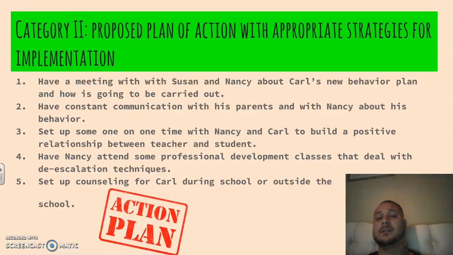Also, the last one is to set up some type of counseling, in school or out of school, for Carl. Maybe he can talk to a school counselor, or maybe he can talk to a psychiatrist outside of school. Maybe he's afraid of talking to Nancy, or afraid of talking to any of his teachers. Maybe he needs somebody else to talk to.